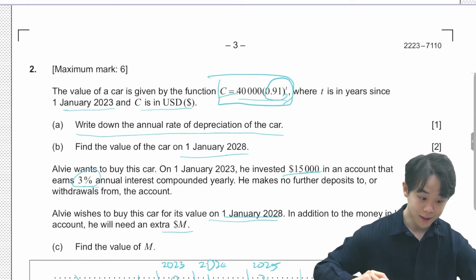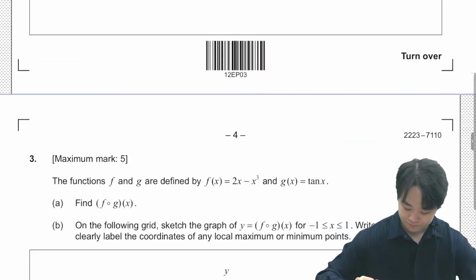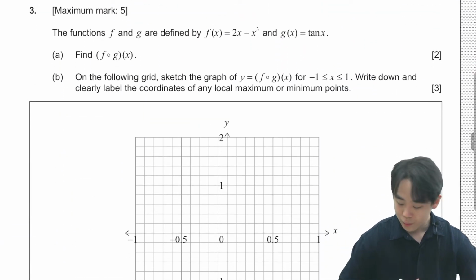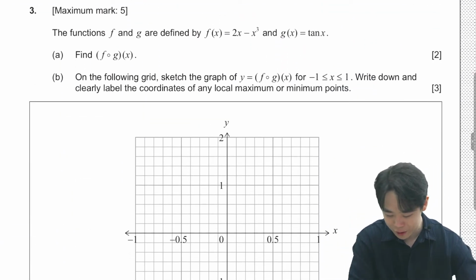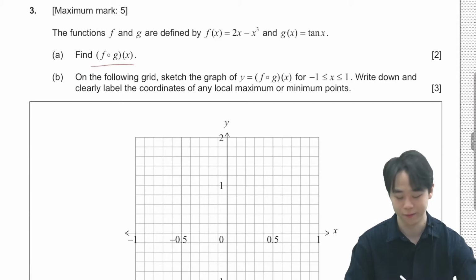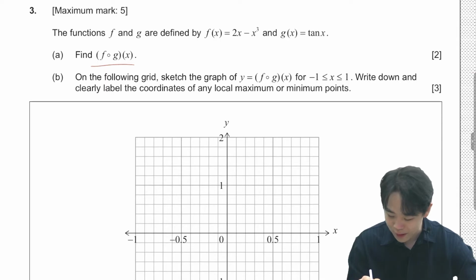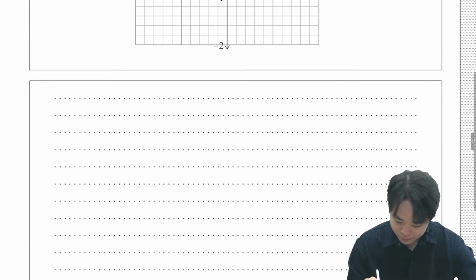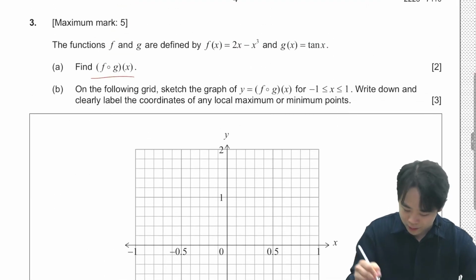Okay, next, let's move on to number 3. We have two functions, f and g. First one is just asking us to find the expression for this composite function. And then we want to graph this. Okay, so let's first find what a is going to turn out to be.